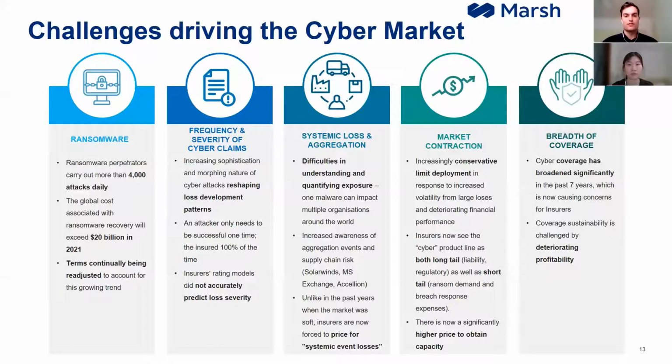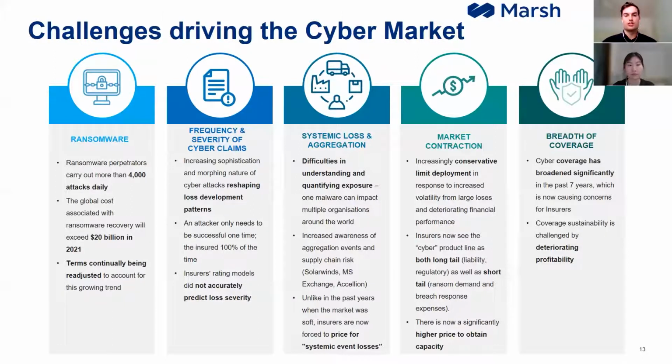Recently, we are seeing a lot of systematic loss and aggregation as a challenge driving the cyber insurance market. It is quite difficult to understand and quantify this exposure, as one malware can impact multiple organizations around the world. It is interesting that a software provider which manages thousands of companies, which could have a vulnerability, can be used to get into numerous computers, and in many cases has impacted thousands of companies and individuals worldwide. Unlike in the past, when the market was soft, insurers are now forced to price for these systematic event losses.